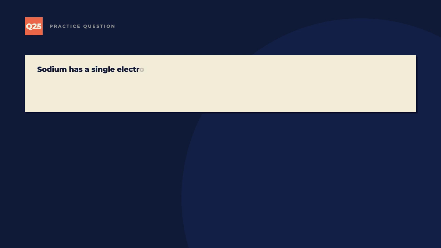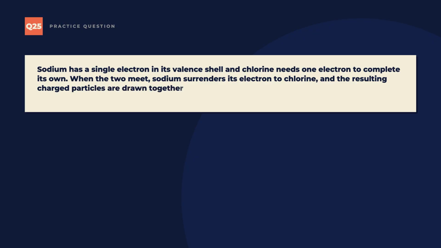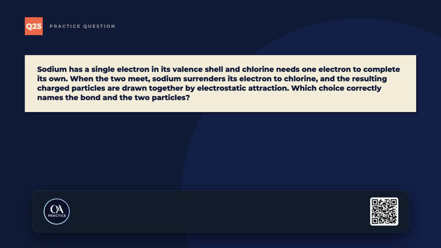Question 25. Sodium has a single electron in its valence shell, and chlorine needs 1 electron to complete its own. When the 2 meet, sodium surrenders its electron to chlorine, and the resulting charged particles are drawn together by electrostatic attraction. Which choice correctly names the bond and the 2 particles?